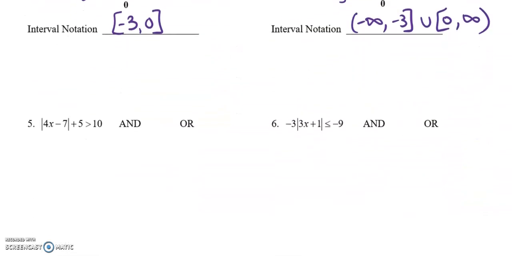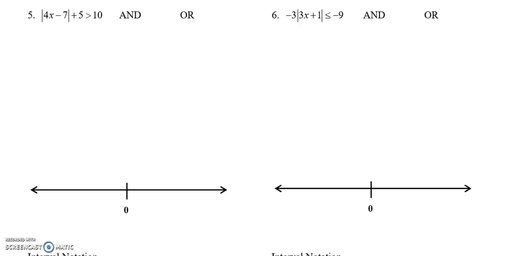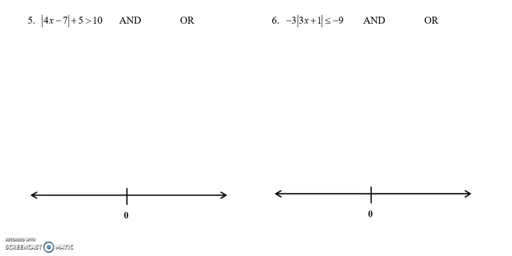Number 5. First thing you notice about number 5 that's different is that the absolute value is not by itself. So just like with equations, we have to get the absolute value by itself first. Same thing with inequalities. So we're going to subtract 5 from both sides. That gives us the absolute value of 4x minus 7 is greater than 5. Now we can decide and or. This is greater. So this is an or scenario.